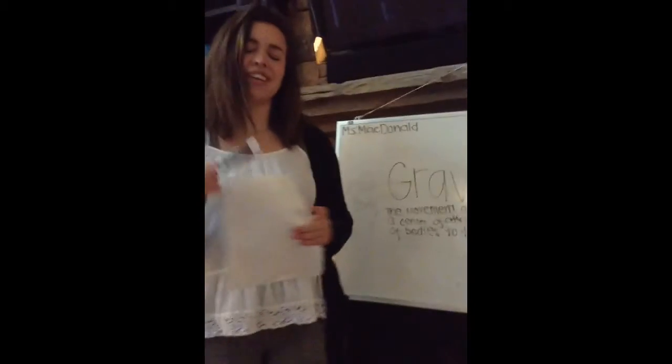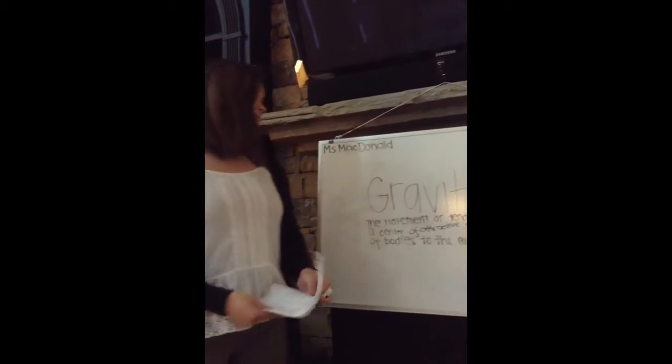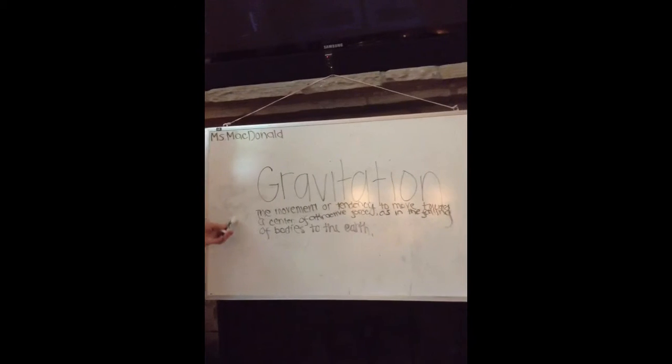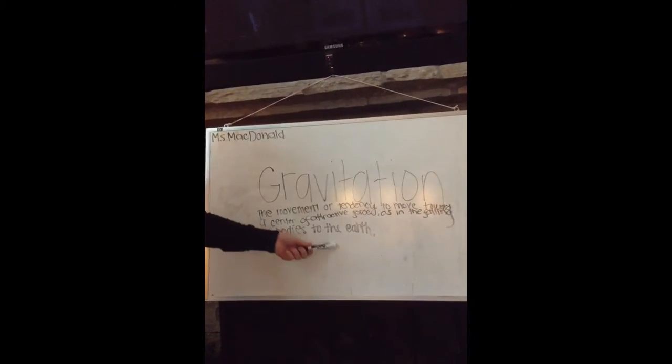Now listen a minute, partner. Gravitation, we're going to leave out the doggone part. Gravitation is the movement or tendency to move toward a center of attractive force, as in the falling of bodies to the earth. So what formula do we use for this gravitation thing?